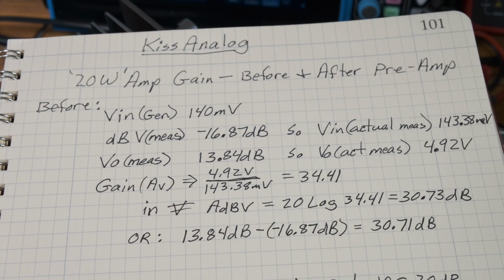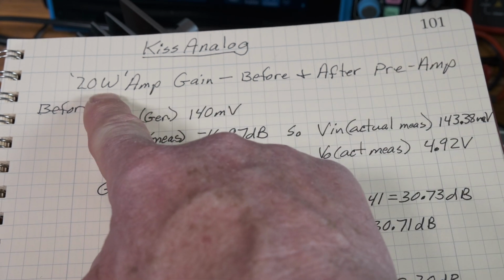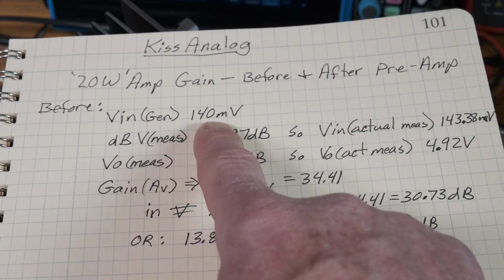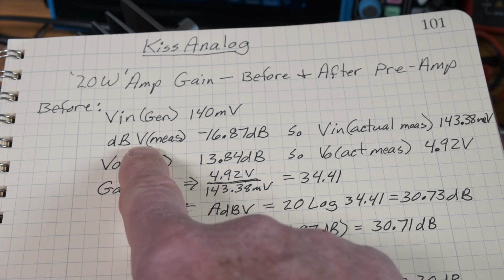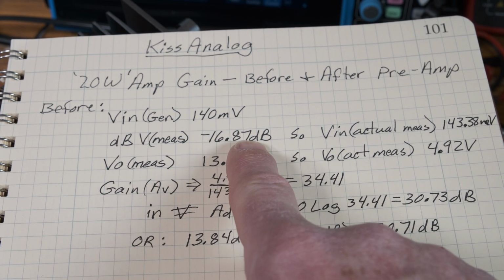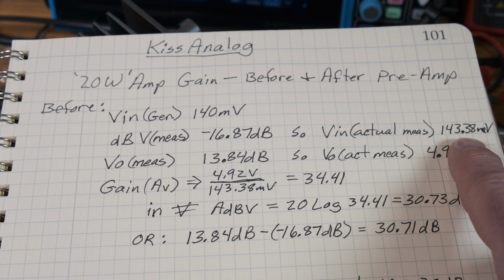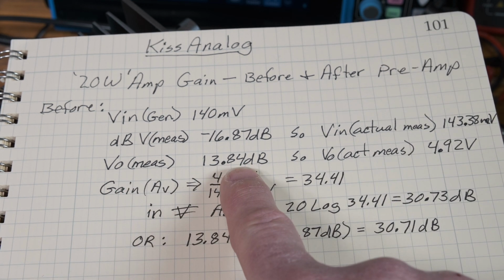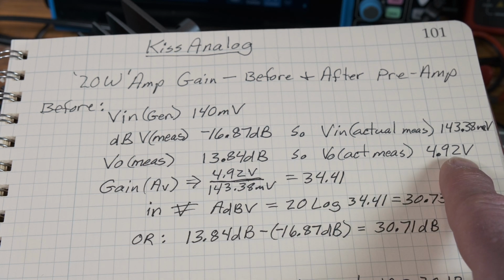Okay, guys, just go over the math. The gain before and after with the preamp for this, what we call the 20-watt amplifier board. The input is 140 millivolts from the turntable, so that's always the same before and after. The measured gain from that, -16.87 dB, when you do the math, comes out to an actual 143.38 millivolts. The measured output was 13.84 dB. When you do the math, that's 4.92 volts.